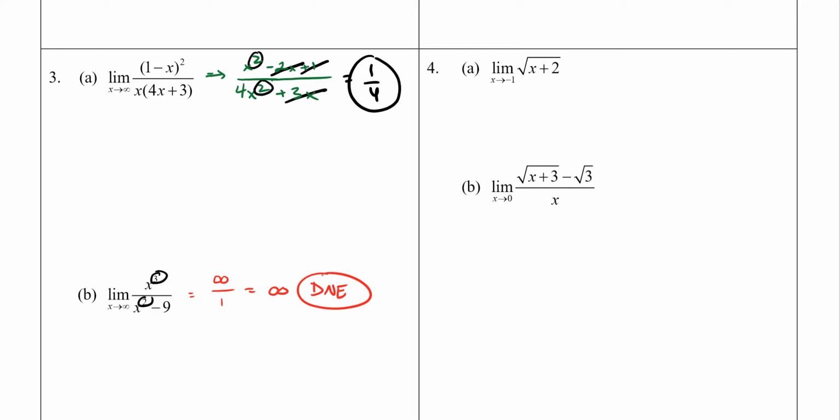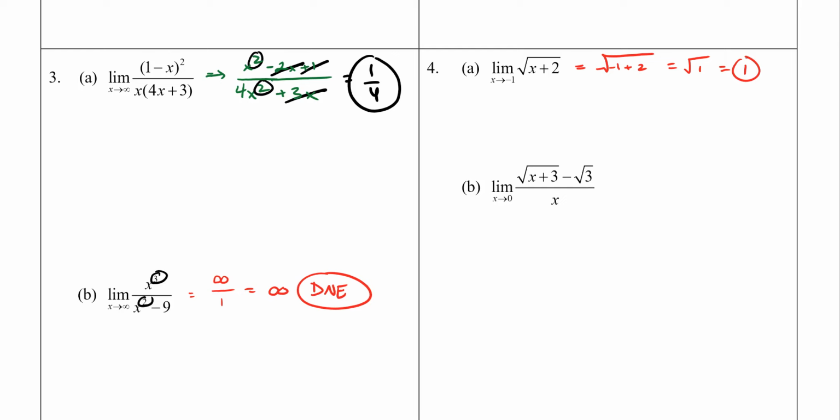Alright, moving on to 4. Find the limit of radical x plus 2 as x approaches negative 1. Again, we're going to try direct substitution. In this case, direct substitution will work. There's no reason why I can't just plug in a negative 1, because negative 1 plus 2 is 1, so I have the square root of 1, which is just 1. So the limit of that function is 1.